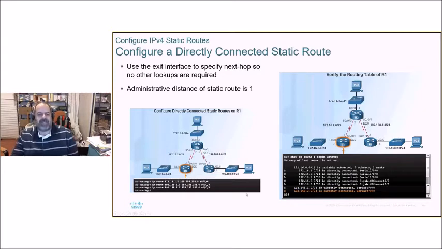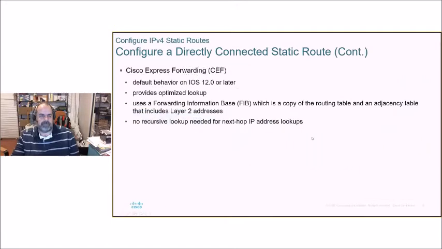But the problem with the exit interfaces is if that exit interface is a LAN interface, it actually won't work because it needs to know the next hop so it can then figure out the MAC address, and so it's not good enough. And so your multi-access networks, you need to have a next hop IP address. So basically the directly connected static route doesn't have to do a second lookup.